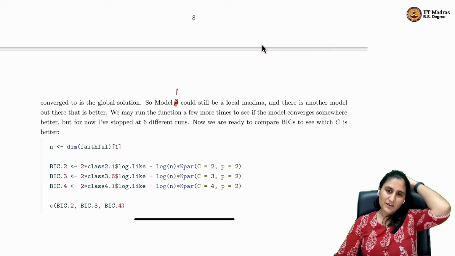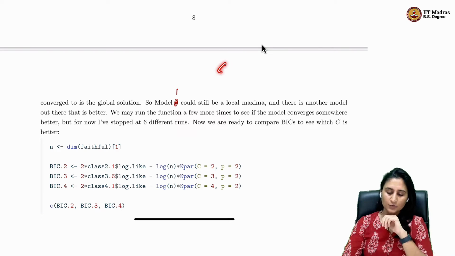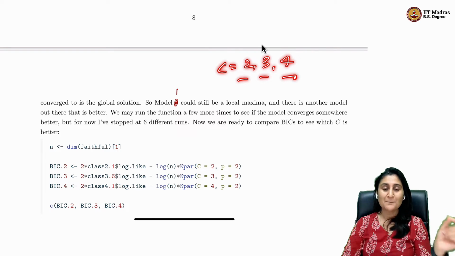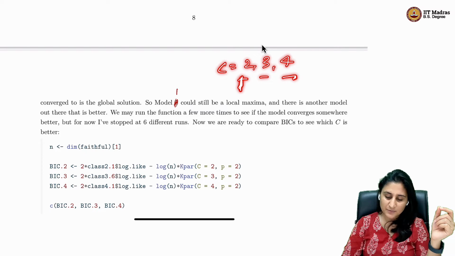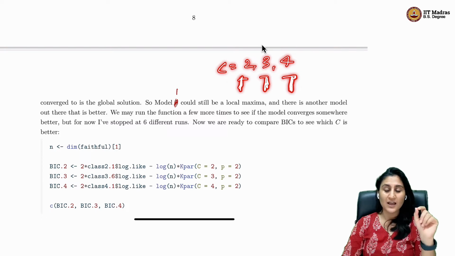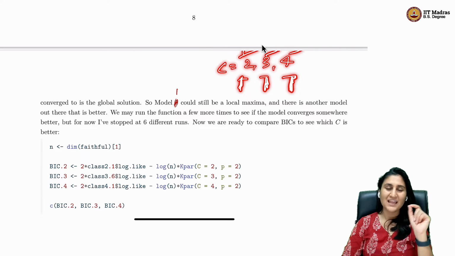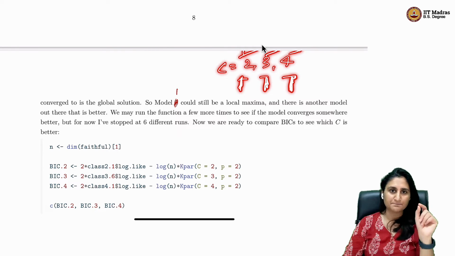Okay, so at this point, we have run this for C equals 2, 3, and 4, and in each of those runs found the best model fit. But that is the best model fit for C equals 2, C equals 3, C equals 4. I don't know yet which one to choose, this one, or this one. And that's where I use BIC.